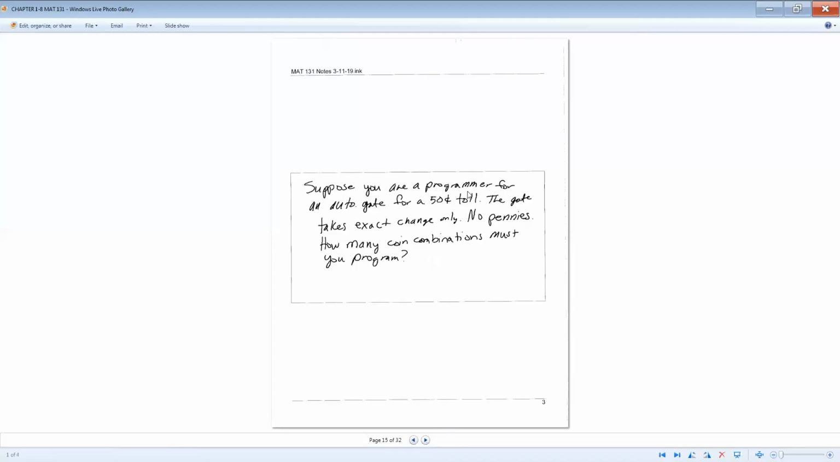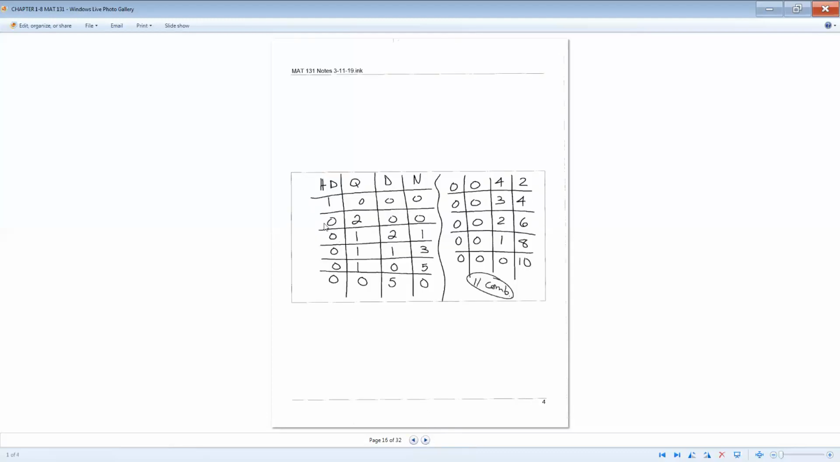All right, here, suppose you are a programmer for an automatic gate for a 50-cent toll. The gate takes exact change only, no pennies. How many coin combinations must you program? So whenever you're doing something like this, you want to make sure that you're being systematic in how you do so and how you calculate, so you won't leave out anything or any combination. So there are 4 different types of coins you can use. Remember, it said no pennies, but you can use half dollars, quarters, dimes, and nickels.